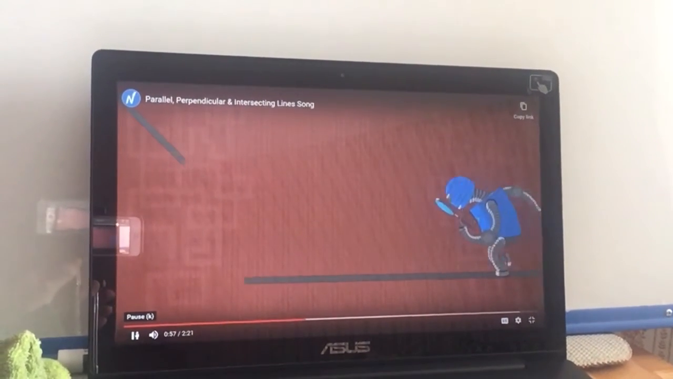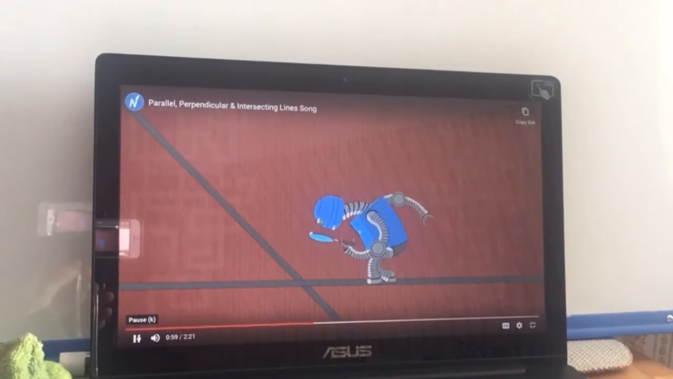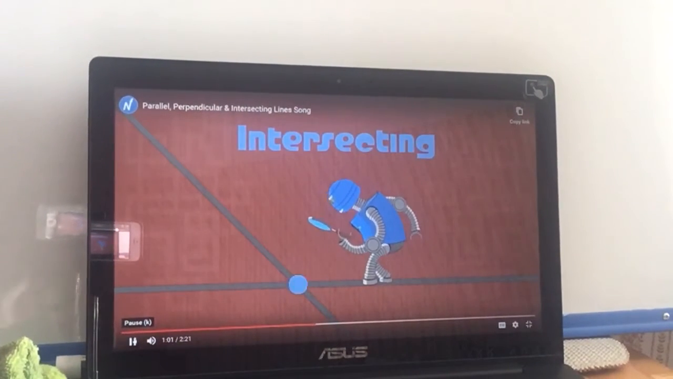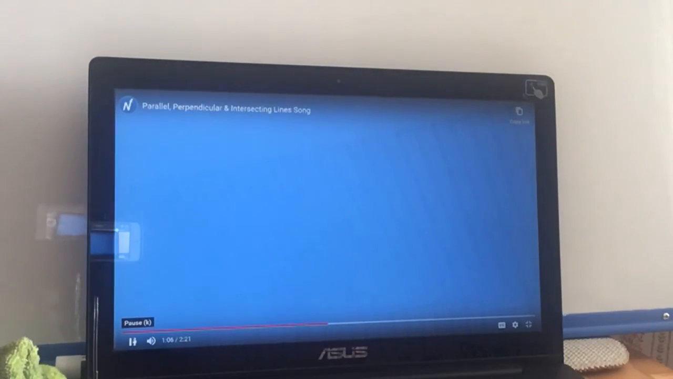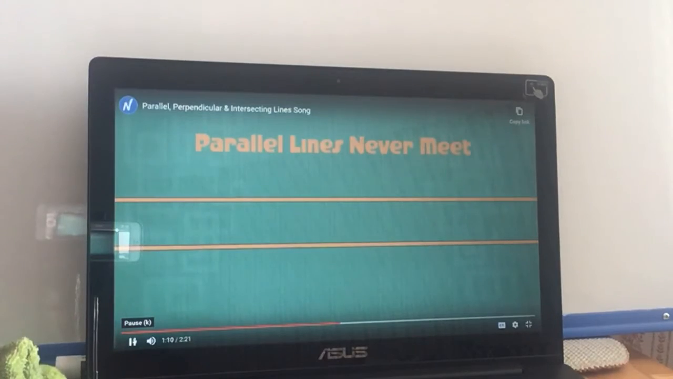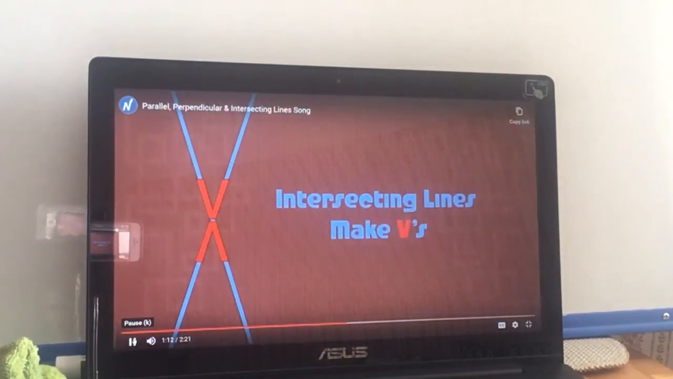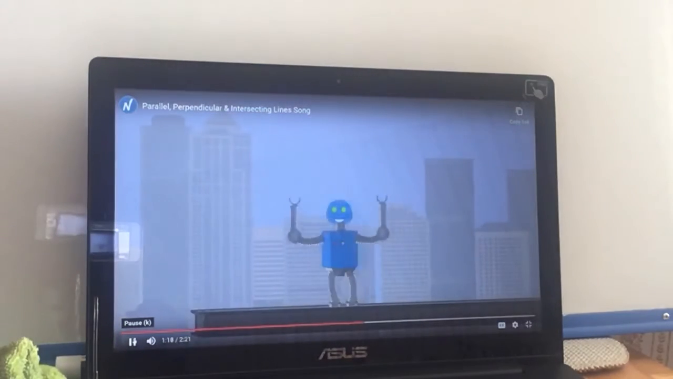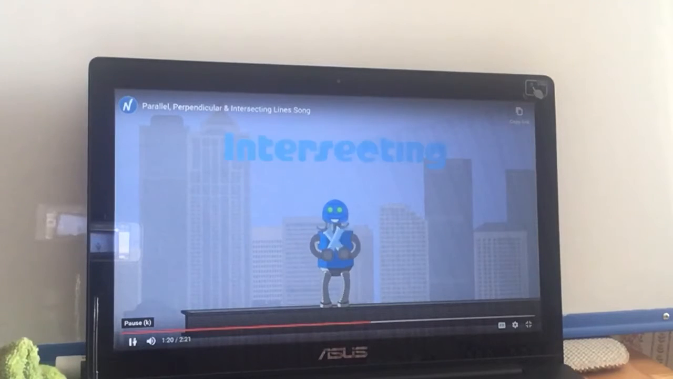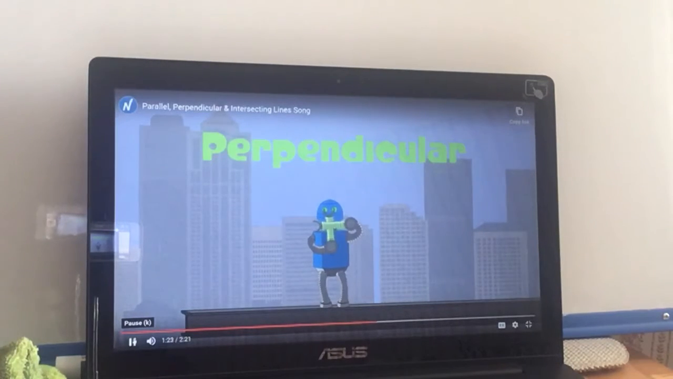Now let's talk about detecting if 2 lines are intersecting. It's the term that we select if at any point 2 lines connect. Parallel lines never meet. Intersecting lines make these. Perpendicular lines meet at 90 degrees. Put your hands in the air with me. Parallel, intersecting, perpendicular, they're rectangular.